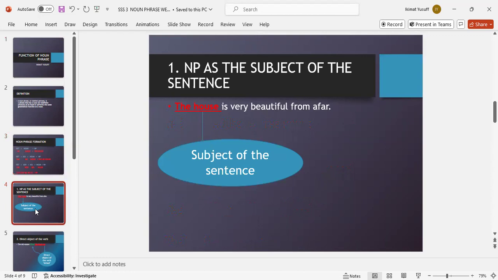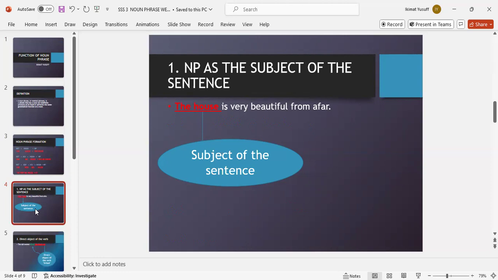Number one is that a noun phrase can function as the subject of the sentence. From the expression you would see on your screen, we have: the house is very beautiful from afar. The noun phrase in this expression is the house, and it functions as the subject of the sentence. You can see that it is beginning the sentence.